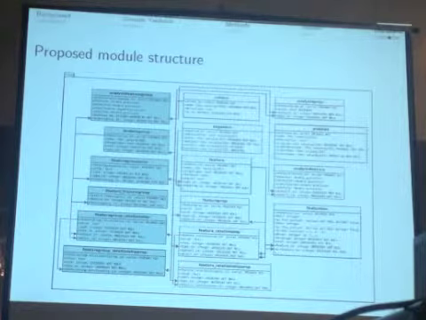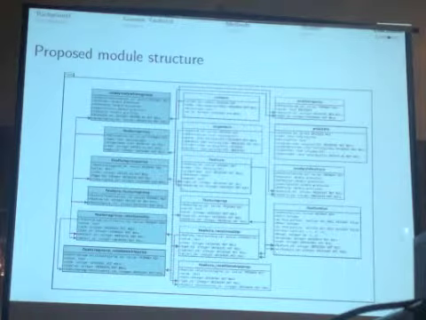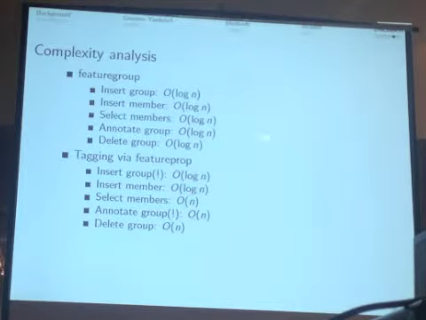And then the only way to really discern the differences between each of these would be, well, actually I can just go on to the next slide. So there are some performance problems with that method. If you use the feature group method, assuming we've indexed all of our tables with a B-tree, then inserting a group is O(log n), inserting a member is 2 log n, but that's still O(log n). Selecting all members is once again log n. Annotating is only making that foreign key reference, so once again log n. And deleting a group is also log n.